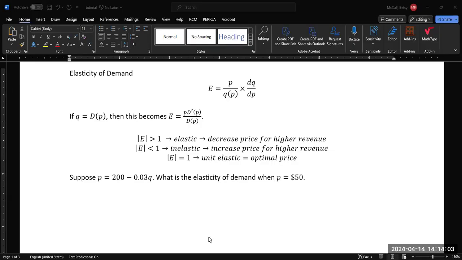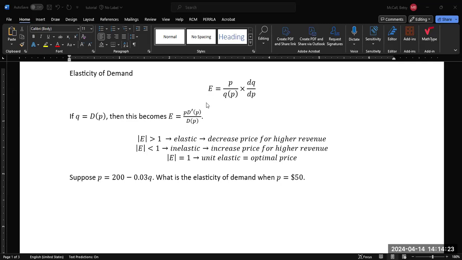Okay, so in this video, we're going to be talking a little bit about elasticity of demand. And this is a business application, so it typically doesn't occur in traditional Calc 1 or Calc 2 books, but it will occur in business calc books. And so we want to make sure we cover both the business applications and the physics applications.